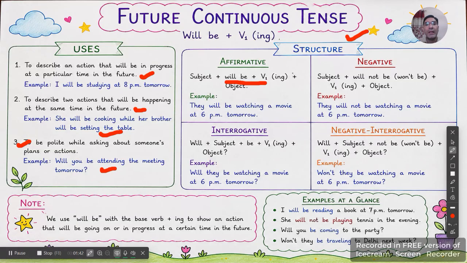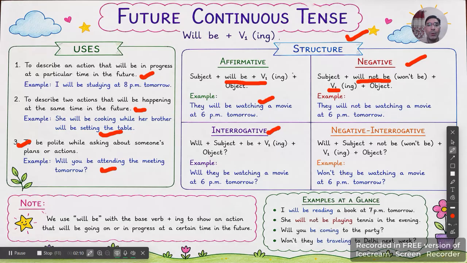For example, they will be watching a movie at 9 p.m. tomorrow. Negative sentence. We will use will not be plus first form. For example, they will not be watching a movie at 6 p.m. tomorrow. Now, interrogative. In interrogative, we use will before the subject.